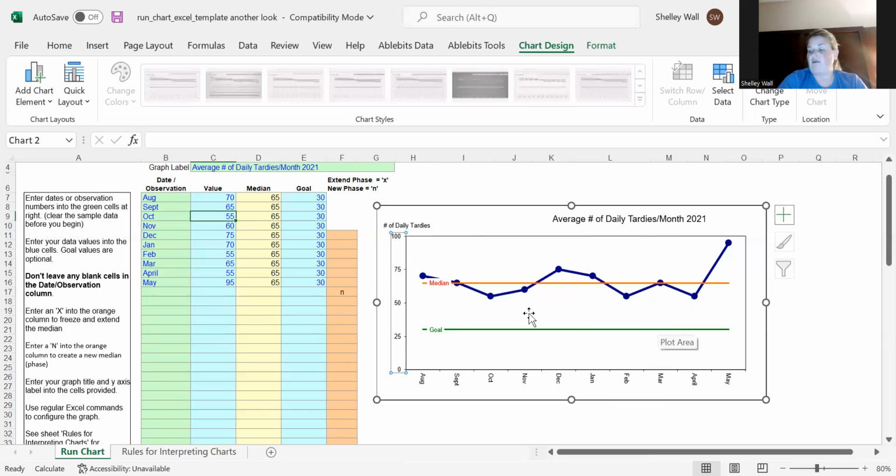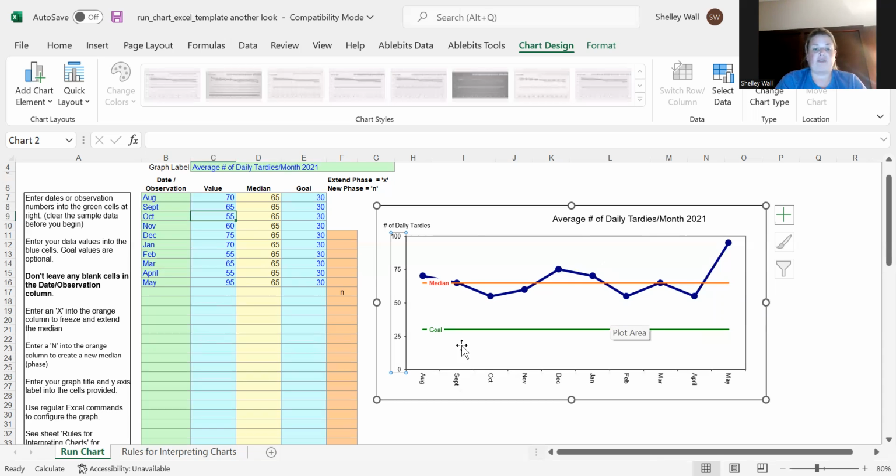The next thing we want to look at is runs that cross the center line, and see how many times the center line or the median line is crossed, which in this case would be 4, and then we add 1, which is 5. So we are looking at limits of 5 to 6.